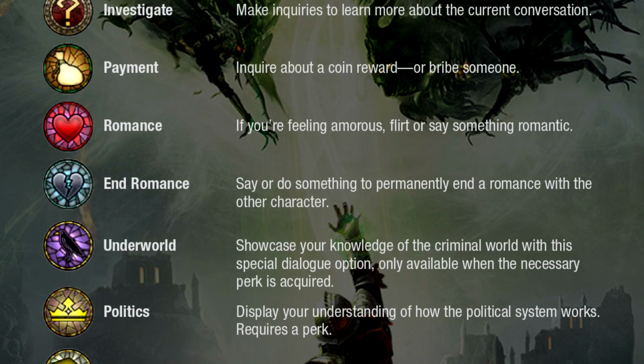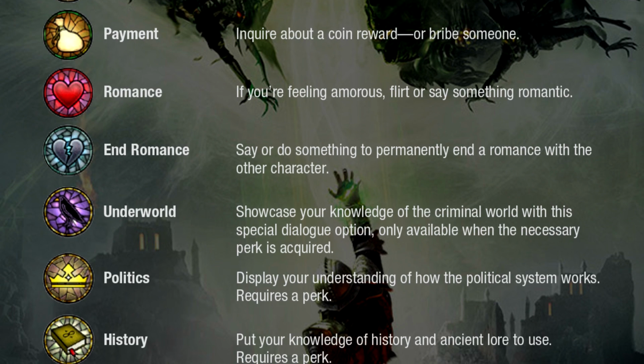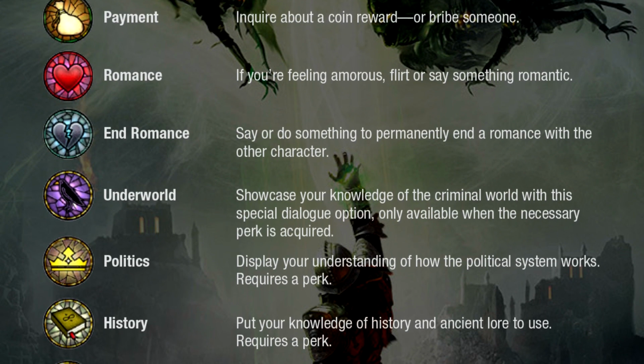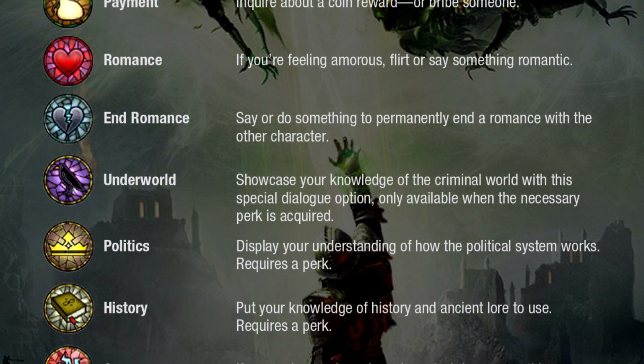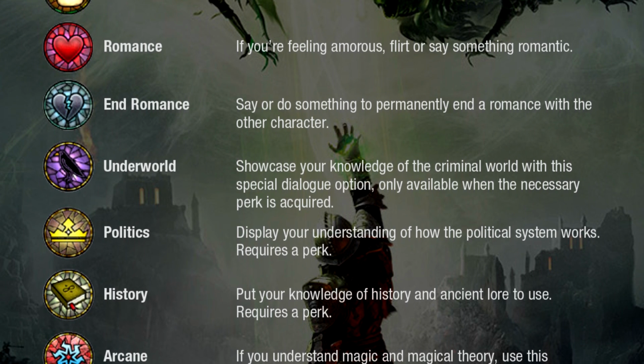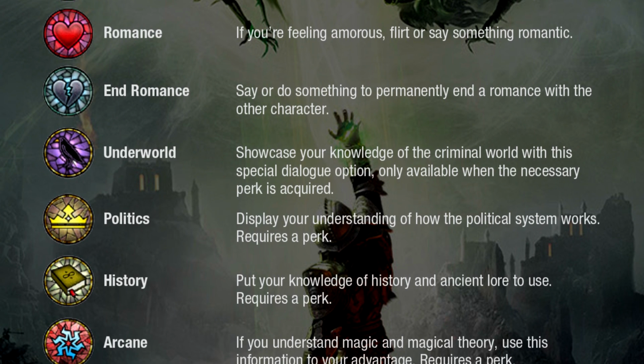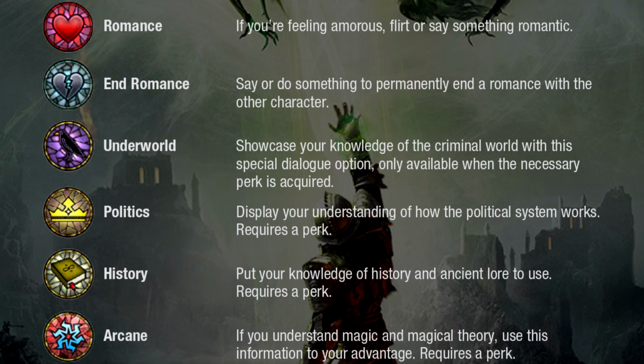Next option, the broken heart. That pretty much says it all. That cancels a romance, but it should be noted that this permanently ends a romance with that character. The next symbol's a little more difficult to interpret. It's a raven or a crow, and this is used to showcase your knowledge of the criminal underworld. You only have access to this if you've taken a special perk.